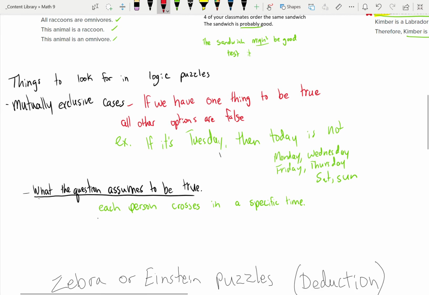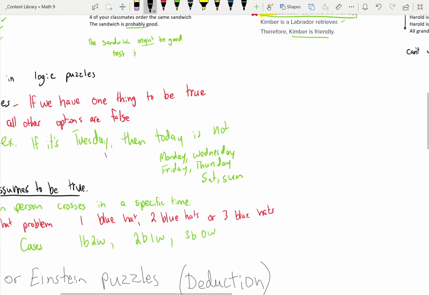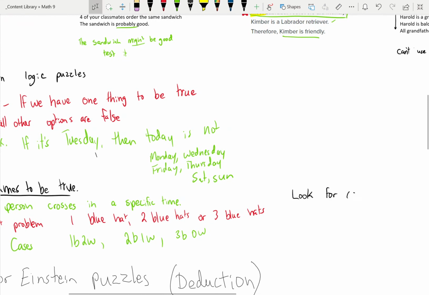So in our 3 hat problem, we had 1 blue hat, 2 blue hats, or 3 blue hats. So this question actually gives us more information. So that means our cases are that we have 1 blue, 2 white, 2 blue, 1 white, or 3 blue, 0 white. Which brings me to the last point, is look for cases.